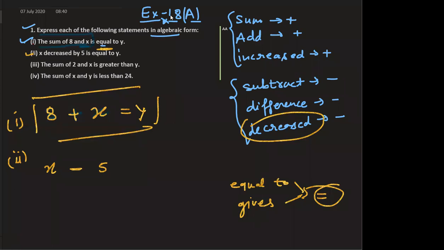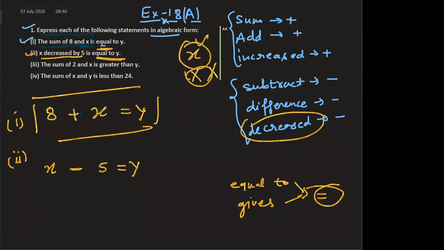Don't worry about that. Now x decreased by 5 is equal to y. So write x minus 5 is equal to y. Is it okay, students? X decreased by 5 means x minus 5 equal to y, means use the sign of equal and write y. You have to write x like this. Don't write x like this. This is the wrong method, this is the right method.